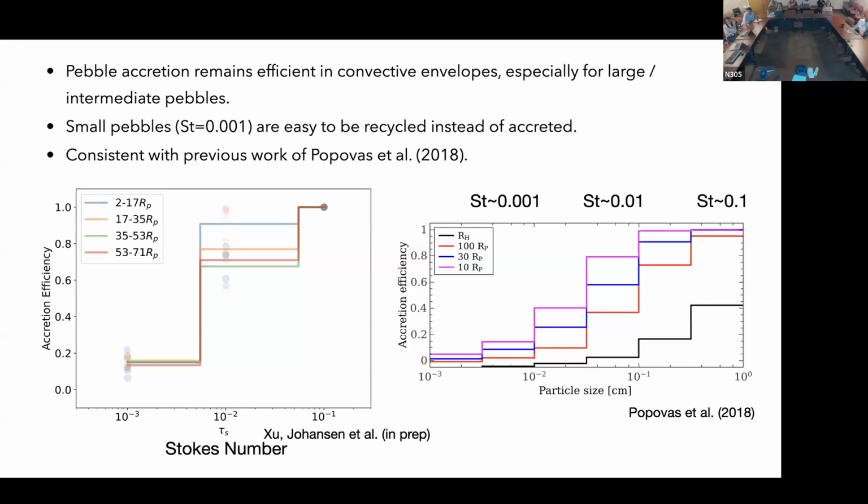If we plot the accretion efficiency for those three different pebbles as a function of Stokes number, you can see that the accretion efficiency is almost 100% for the large pebbles, still about 80% for intermediate pebbles, and it only drops when the pebbles are small. This is also consistent with previous work. So this is telling us that pebble accretion is still efficient, and the convection is only affecting the smallest pebbles. But those pebbles are not the main contributor to pebble accretion anyway.